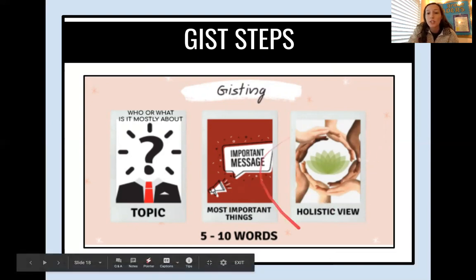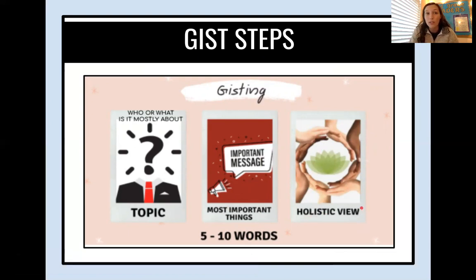And then we want to make sure that we have a holistic view. That's kind of a funny word, but think about whole: it's when you have everything, right? Just like in math, when you're trying to find the whole, you're trying to find the whole part with everything together. That's the same in reading.